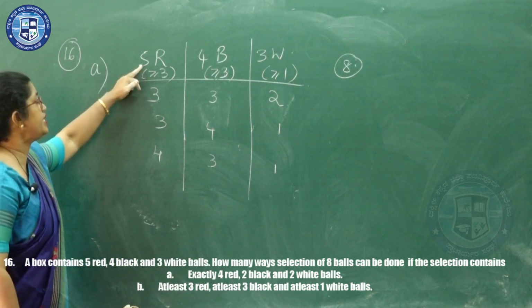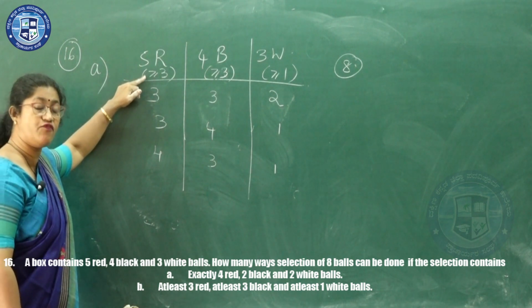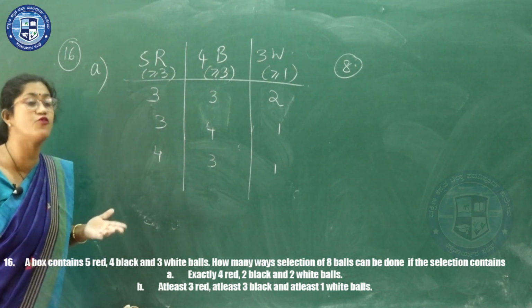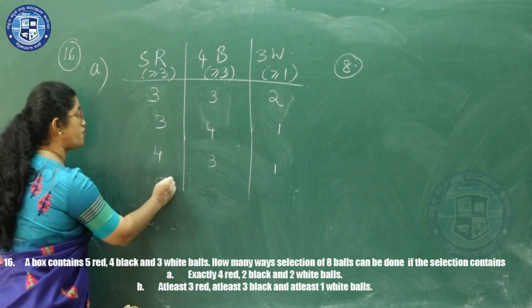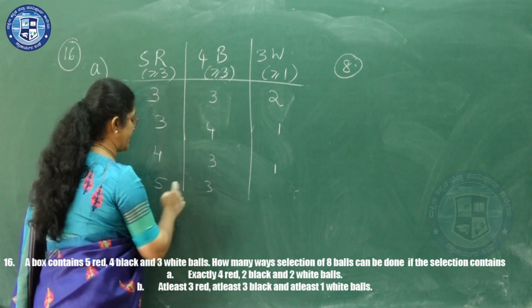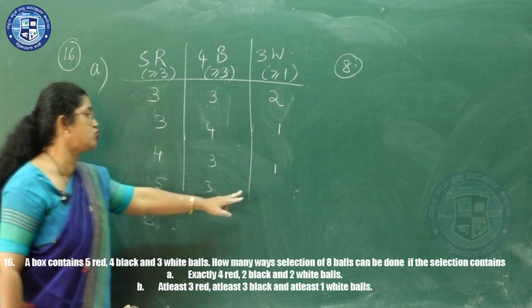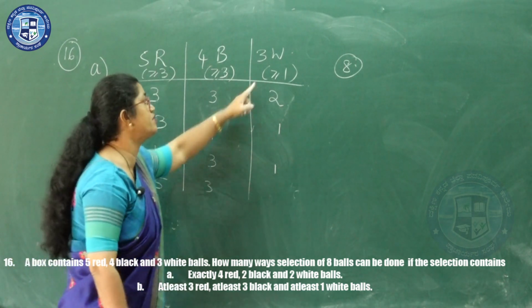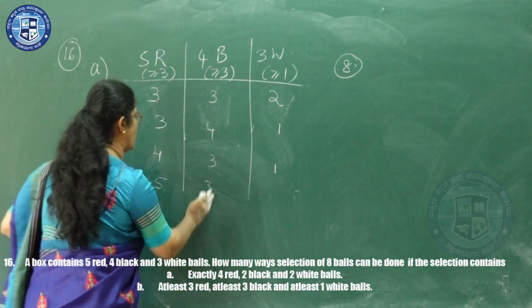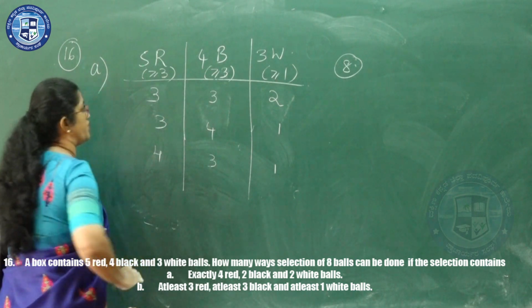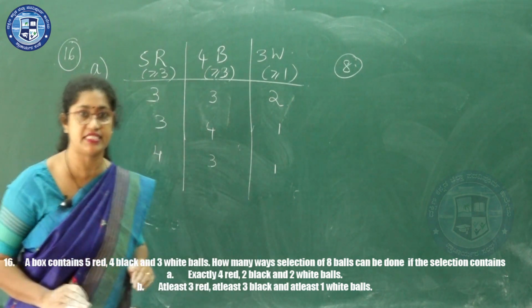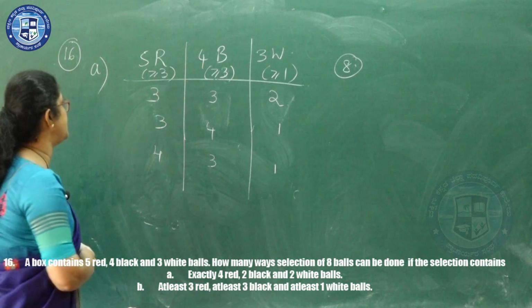Now, red greater than or equal to 3 means it can be 3, 4 or 5. Just let us see for 5. Supposing this is 5, this should be 3 or 4. Again 5 plus 3, 8 is over, this should be 0. Not possible because this has to be greater than or equal to 1. So we are done with this one. We have only 3 cases. Now let us calculate the 3 cases.